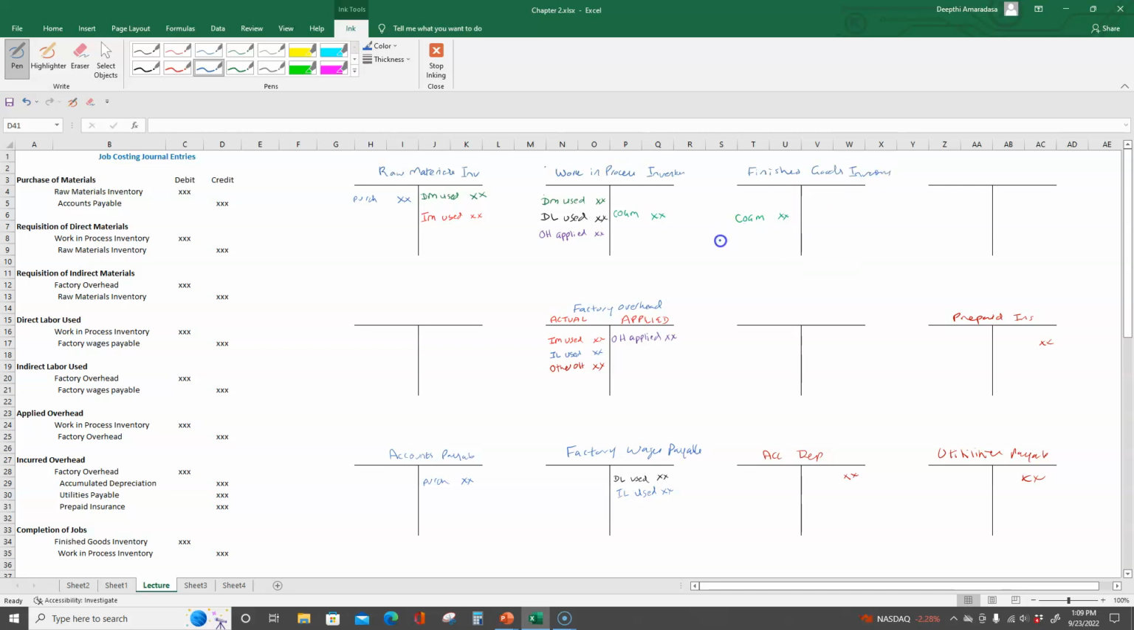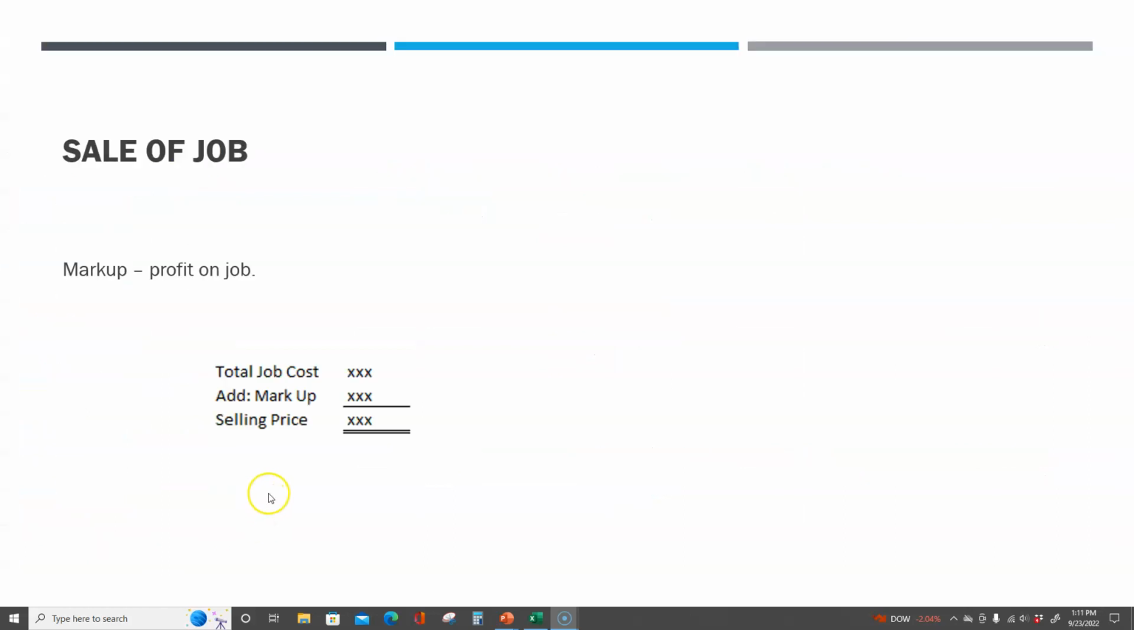So again, to recap, whenever a job is completed, it gets removed from work in process inventory by crediting work in process inventory and then gets debited to finished goods inventory. The job's cost will stay in the finished goods inventory until the job is sold. Let's go back to our PowerPoint presentation and see what we need to do when the job is sold.